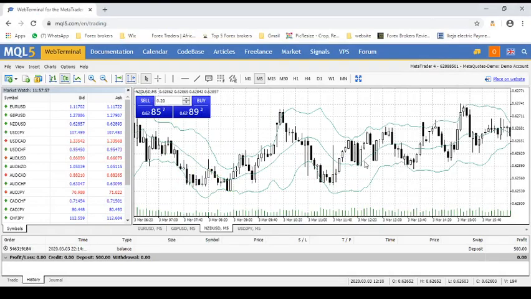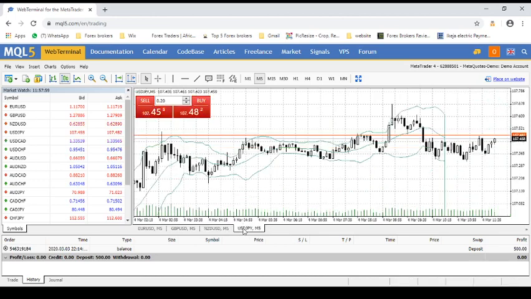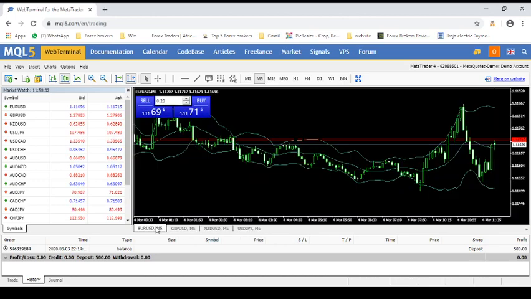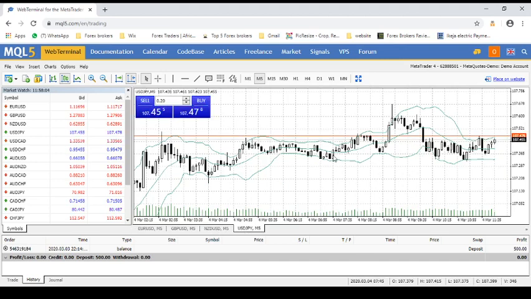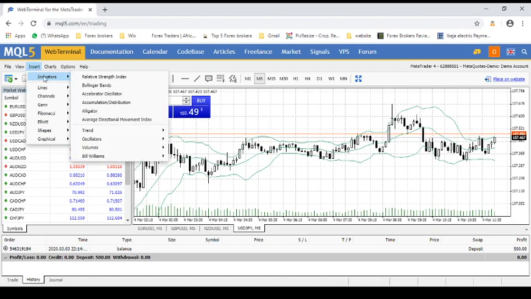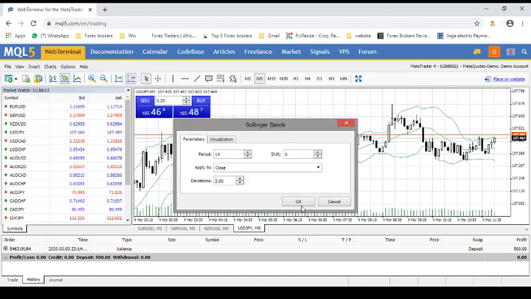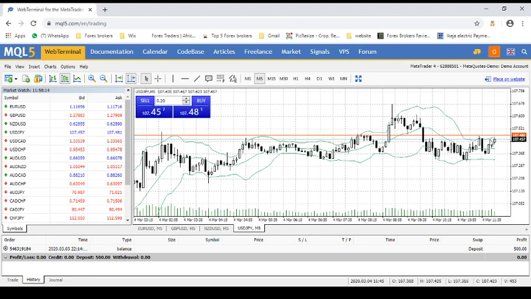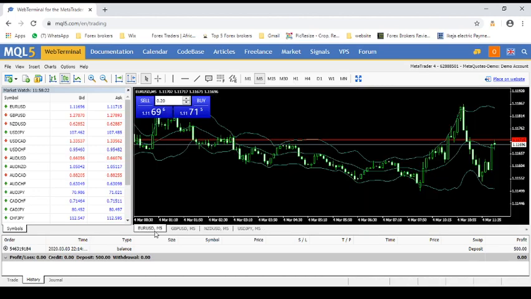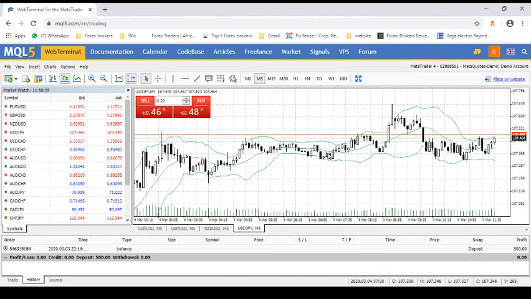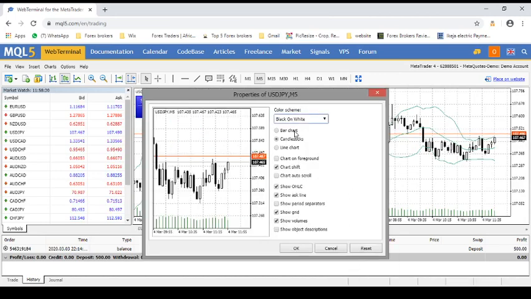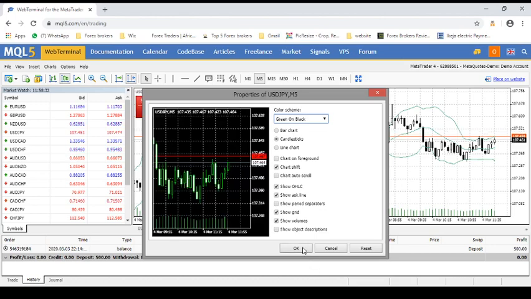First of all, if you don't know how to load in the indicator, you click on Insert, click on Indicators, then select Bollinger Band, and select OK. Then automatically you get it. So I don't really like using the white background. I prefer trading on the black background. So for you to change it, just right click on Properties, and click on Green on Black.